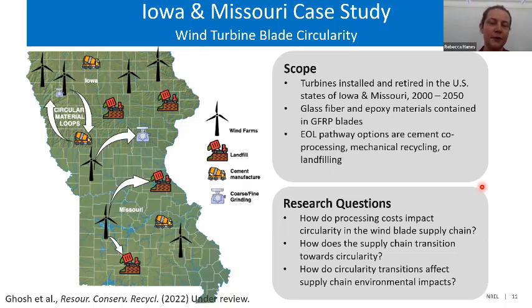So what we decided to do is to kind of assess the end-of-life processes for blades that are closest to commercially and technologically viable, and then use CELAVI to model them to see if and how the blade supply chain might move towards circularity.